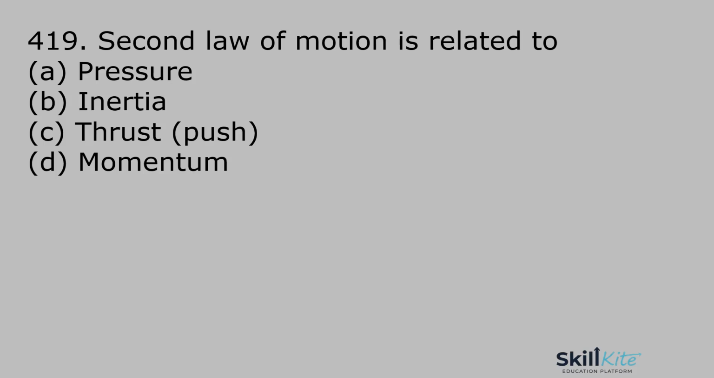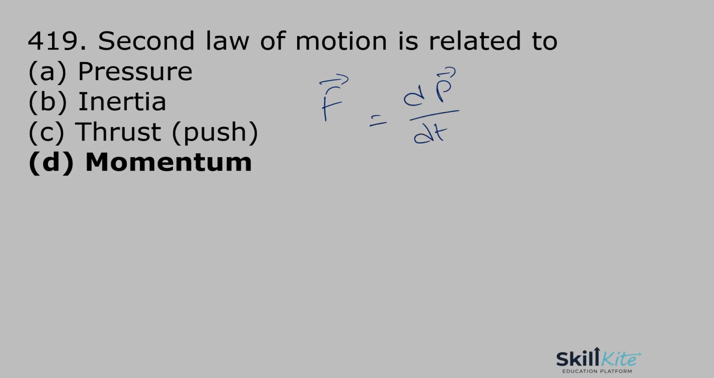The second law of motion is related to momentum. The second law of Newton says that the force applied on a body is equal to the product of its mass and acceleration. Or we can say the change in momentum of an object is proportional to the force exerted on that object and occurs in the same direction. So this is the force, dp by dt. Here p means momentum, not pressure. t stands for time.